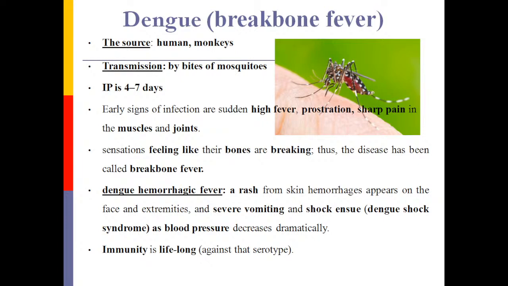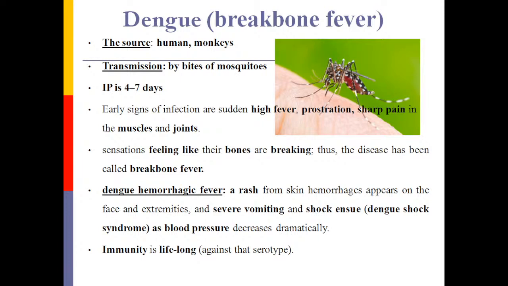Early signs of infection are sudden high fever, prostration, sharp pain in the muscles and joints. Sensations feel like their bones are breaking, thus the disease has been called breakbone fever. The disease is named breakbone fever due to severe pain in bones, but surely it's not in bones, it's in joints and muscles, due to destruction of blood vessels by this virus.